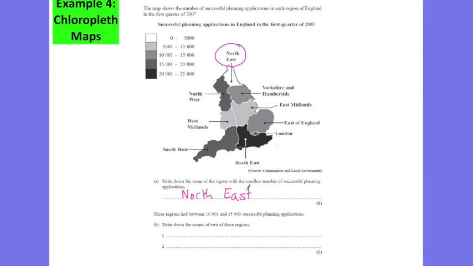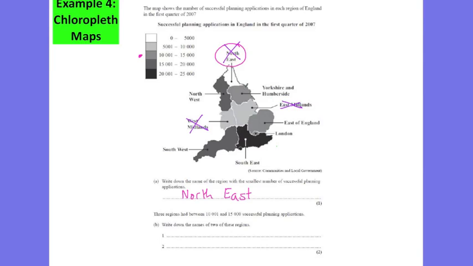We're then told that 3 regions had between 10,001 and 15,000 successful planning applications. That's this one. We're asked to write down the names of 2 of these regions. So there are many ways you can look straight away for this shading or through the process of elimination to make sure you have the correct places. First off, we can see it's obviously not the northeast. Then the next lightest are these 2 sections here, West Midlands and East Midlands.